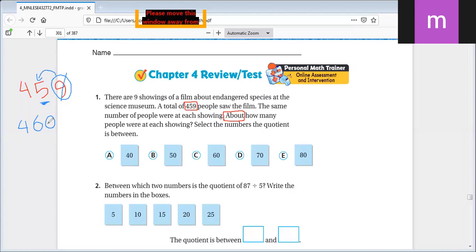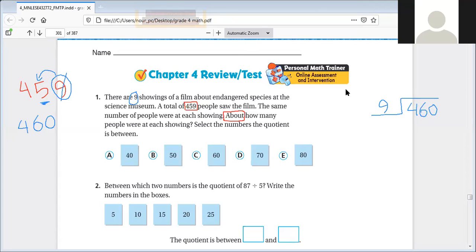Now we're going to do this long division. 460 divided by 9, the 9 showings here. 4 divided by 9: can we divide it or we can't? We can't. 4 is smaller than 9, so we can't. So now we're going to choose 6 beside 4. It will be 46.